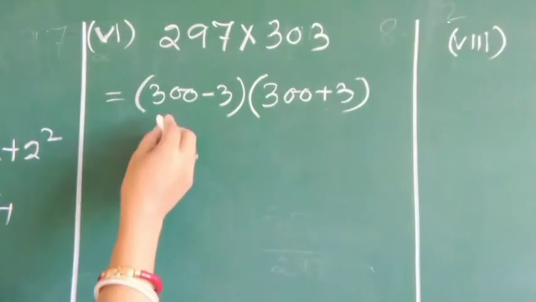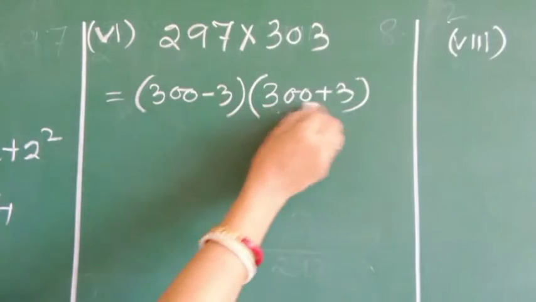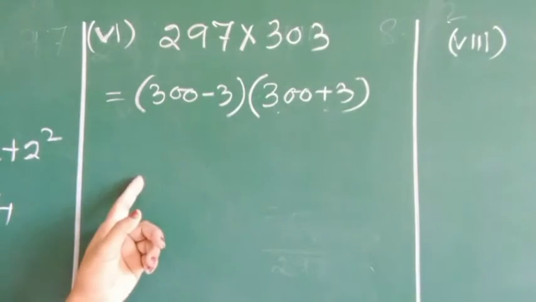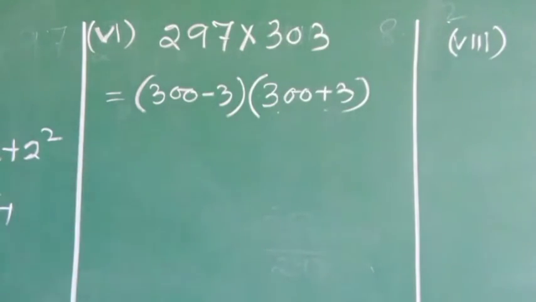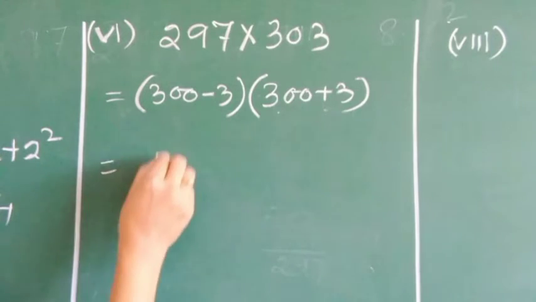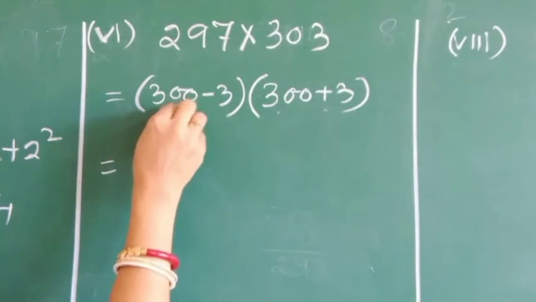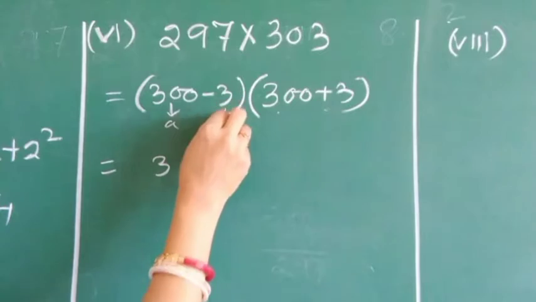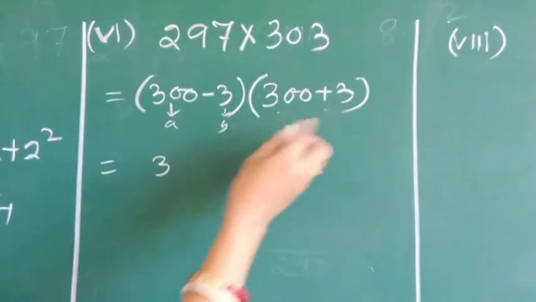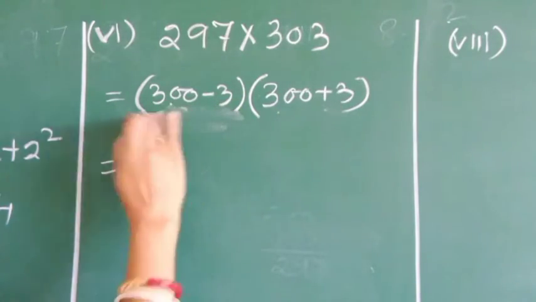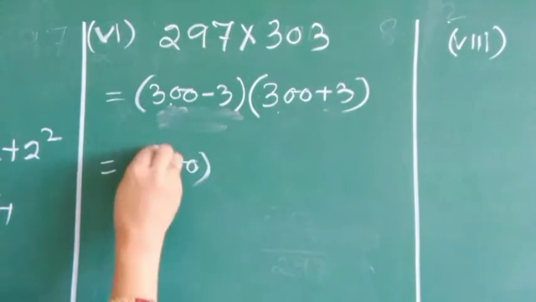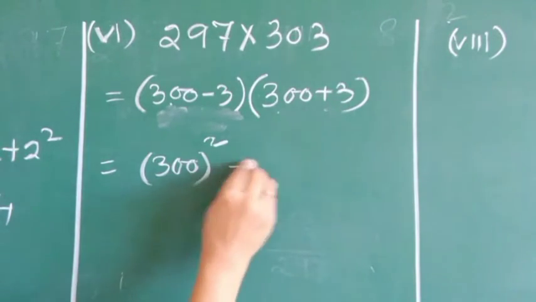Okay, now using a minus b and a plus b. You remember which identity it is? Yes, a square minus b square. So we are considering this one as a and this one as b. So a minus b and a plus b we are doing. Then a square, that means 300 square minus 3 square.